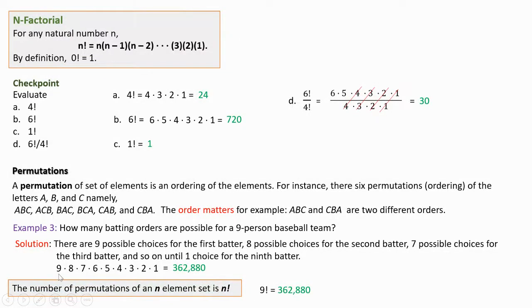Because in the first slot, 9 batters can go there, and then in the second slot, 8 batters, because the batter that batted first cannot bat again. That's why it's 9 times 8 times 7 times 6 and so forth. And again, same thing as 9 factorial. So these are the same answers, 2 ways to get the answer.